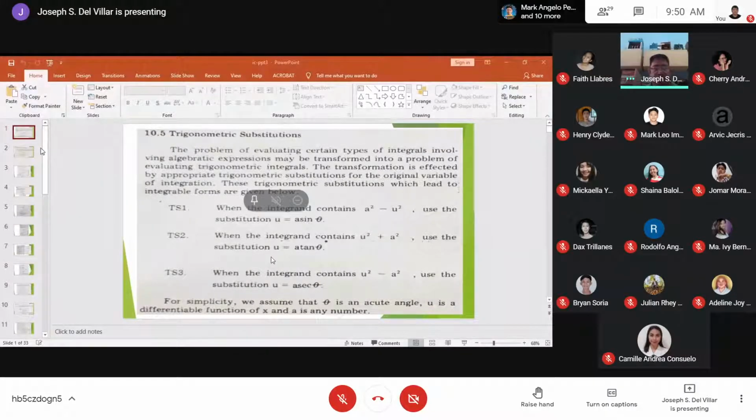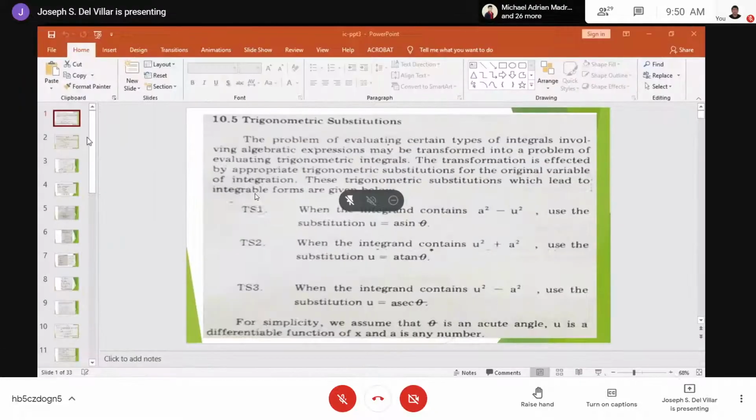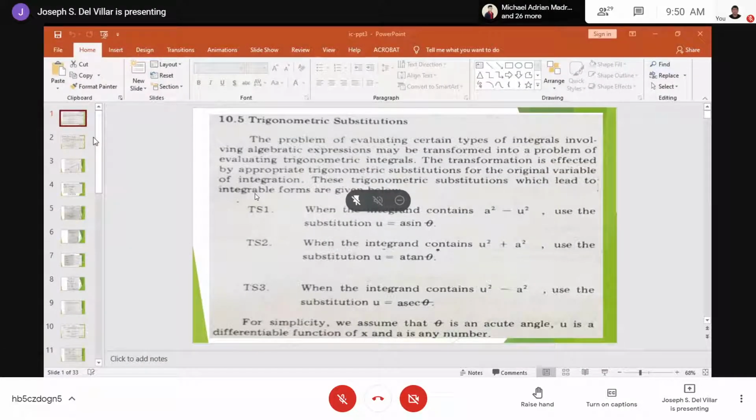And this, of course, is related to trigonometric integrals. Now, when these trigonometric integrals contain any of the following, okay, so when the integrand contains any of these three types, no? So we have a squared minus u squared.